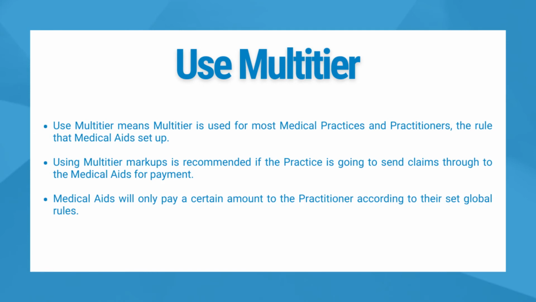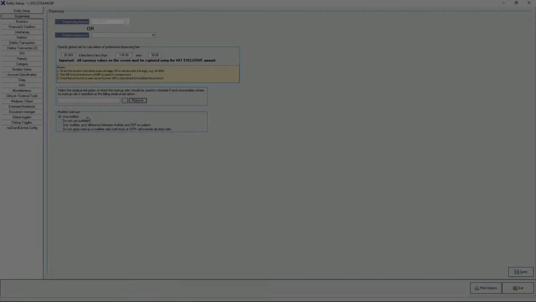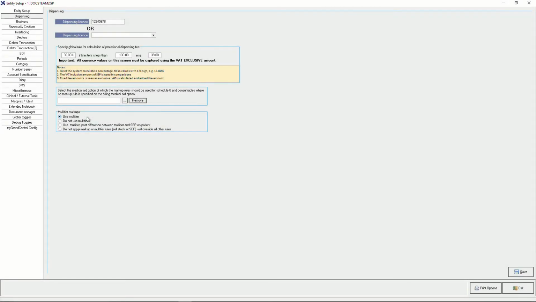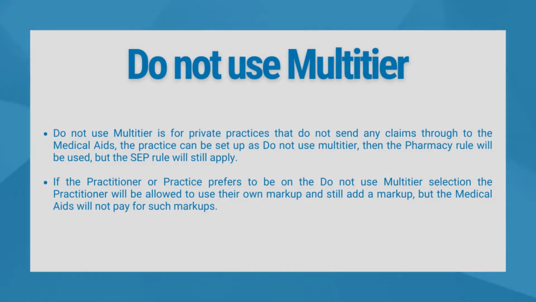Using multitier markups is recommended if the practice is going to send claims to the medical aids for payment. Medical aids will only pay a certain amount to the practitioner according to their set global rules. Do Not Use Multitier is for private practices that do not send any claims through to the medical aids. The practice can be set up as Do Not Use Multitier, then the pharmacy rule will be used, but the SEP rule will still apply.